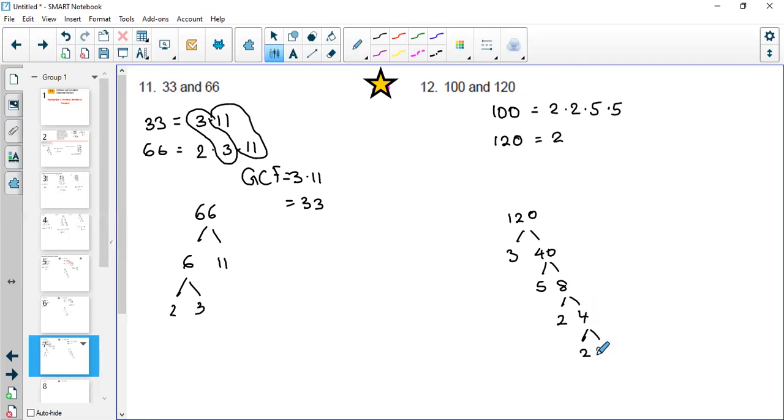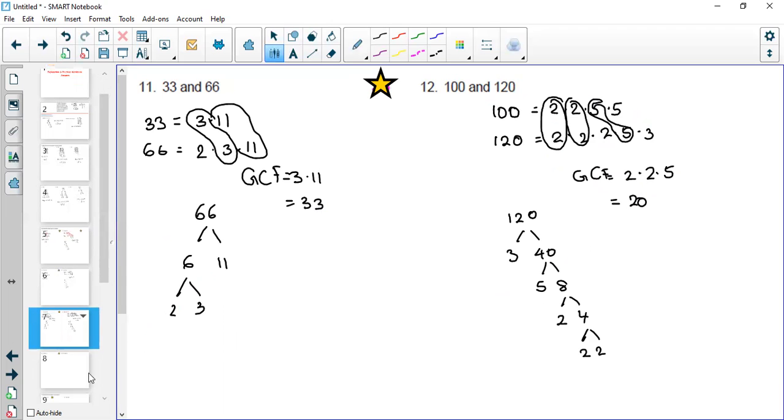So this is going to be 2, 2. This is going to be 2 multiplied by 2 multiplied by 2 multiplied by 3 multiplied by 5. I did not write that in the order. So here we have a pair of 2 as common factors, another pair of 2 as common factors, and also I have 5 as common factor here. So GCF is going to be 2 multiplied by 2 multiplied by 5, which is going to give me 20. So the GCF of 100 and 120 is going to be 20. This is how you find the GCF of numbers.